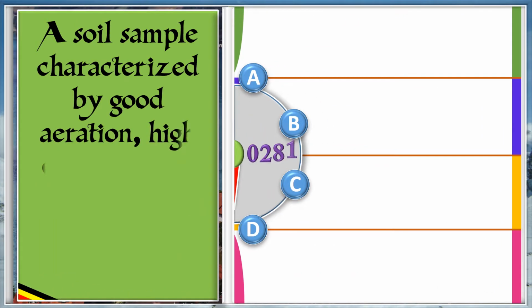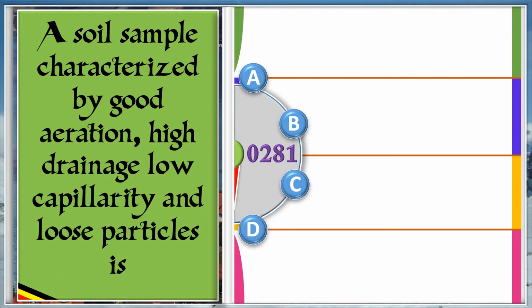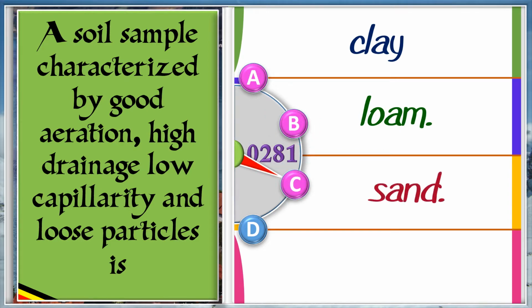A soil sample characterized by good aeration, high drainage, low capillarity, and loose particles is A. Clay. B. Loam. C. Sand. D. Laterite. And the answer is C. Sand.